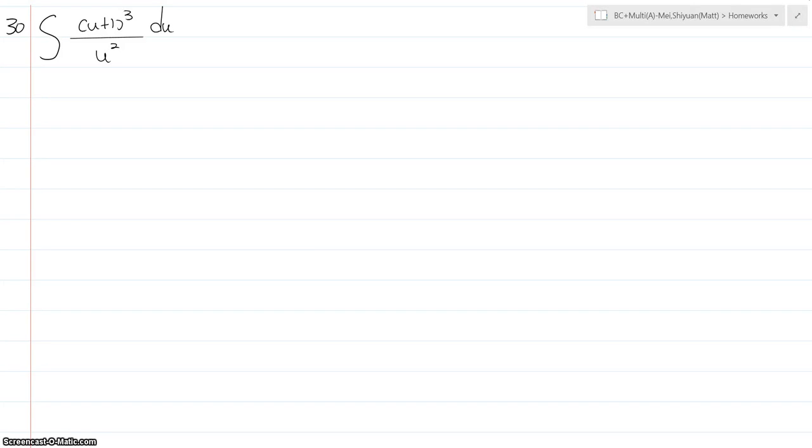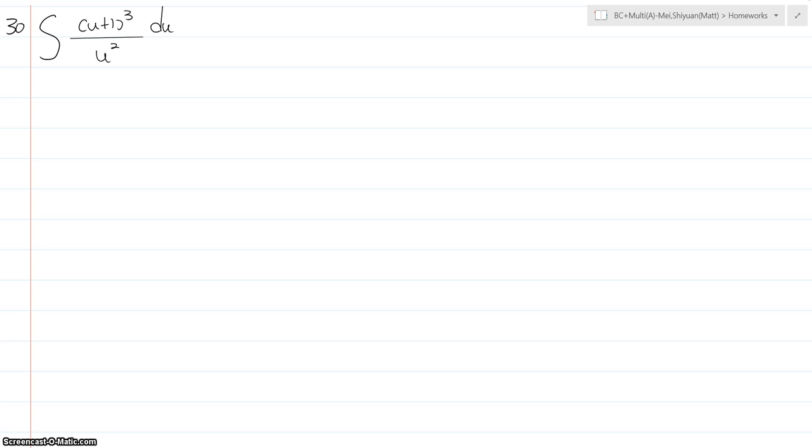Hi guys, this is problem 30 from chapter 7. This was probably a very good application of using integration by parts. What I mean is this problem looks very easy at the beginning, but it's actually really interesting as it goes on. So let's get started.